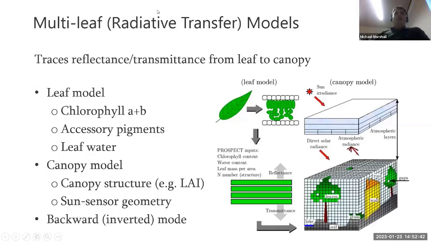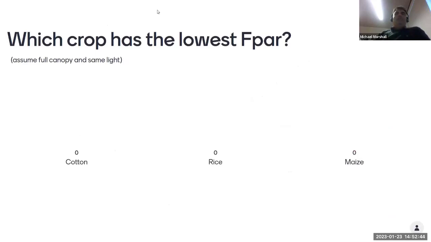So this is a question for all of you. If you can write in the Q&A: which crop has the lowest fPAR on average, the fraction of photosynthetically active radiation? Cotton, rice, or maize? Please write in the Q&A what you think your answer is.